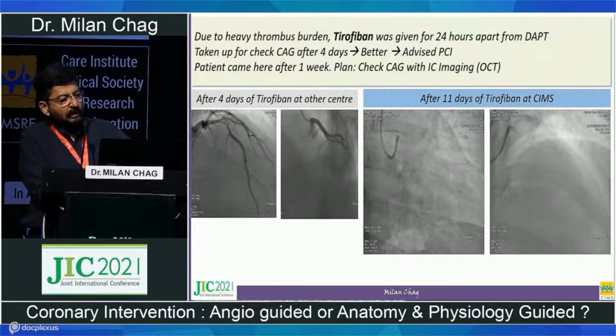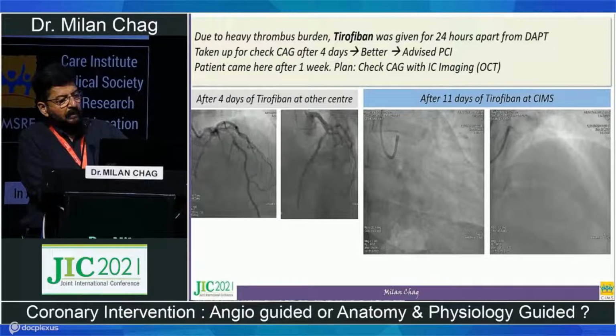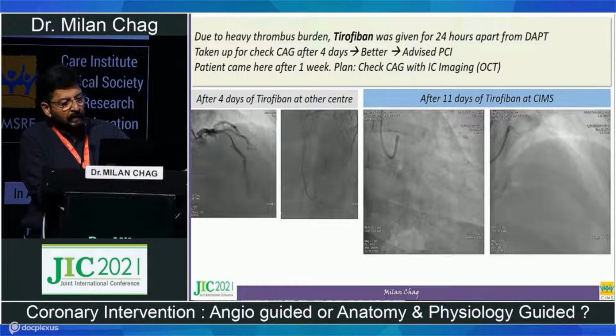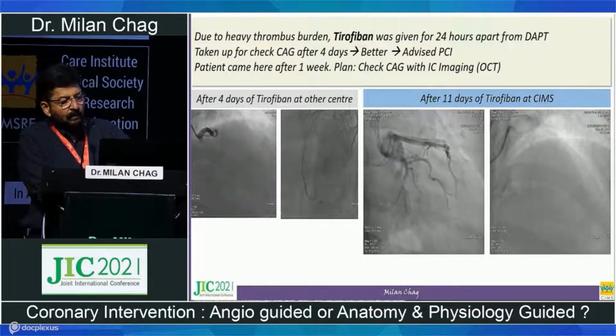Then you see the thrombus has actually dissolved, though there is still some residual narrowing. So he was advised angioplasty, but the patient wanted to come here. Some of his relatives were treated by me. So he came here after 1 week with a plan to do angiography. And I thought that I would do it under intracoronary imaging to assess why this young boy had an acute MI, and now the thrombus burden was very less. So actually after 11 days of tirofiban, he came to me and I did angiography, and this was the angiogram.